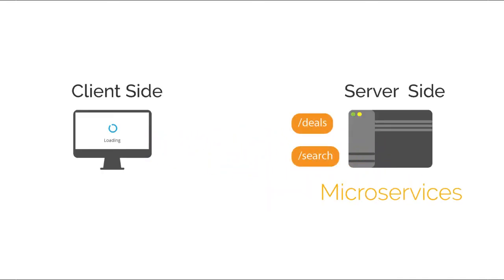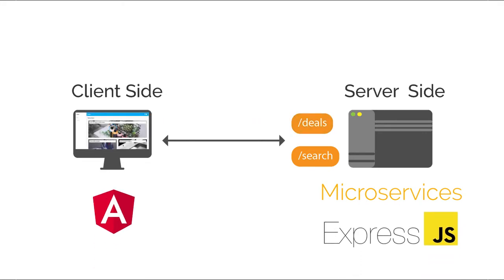Microservices are individual small services at server side, which serve data to the front end. When the front end requests something, the server gives back a response after fetching data from the database. Now, we are going to set up Express.js for the microservice.